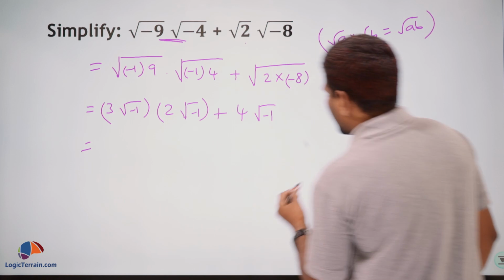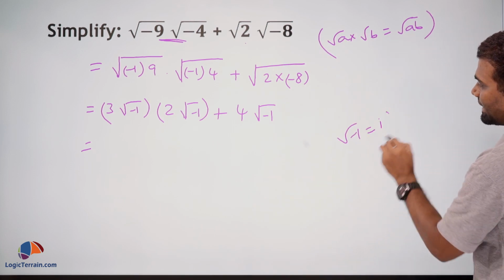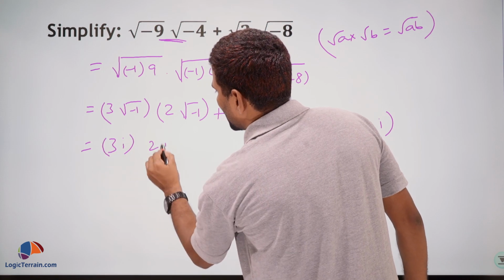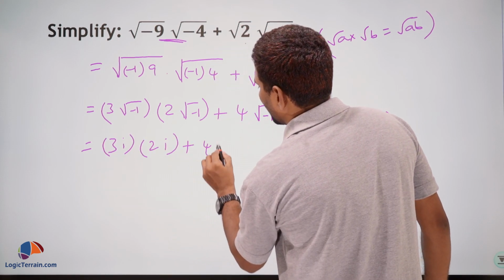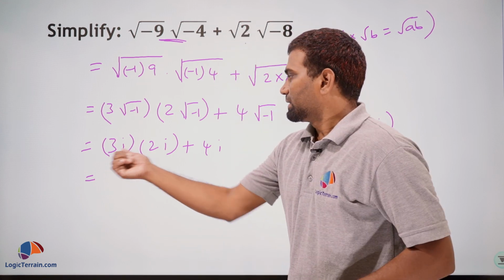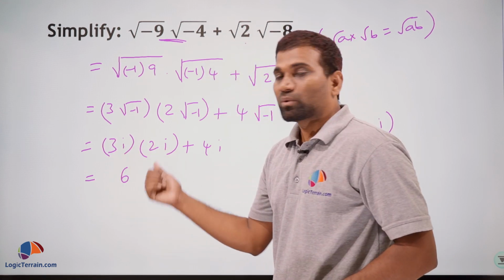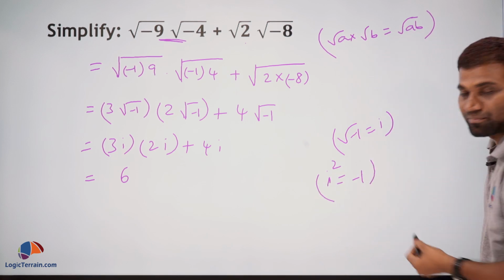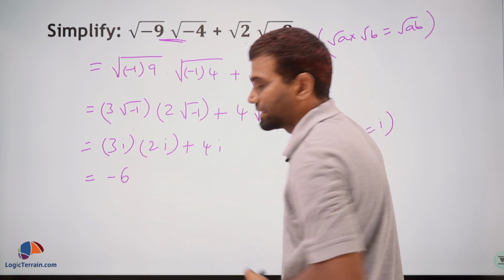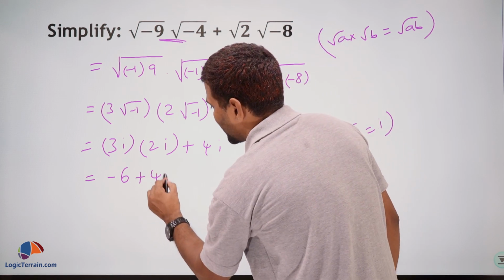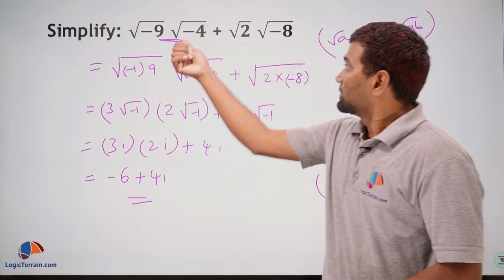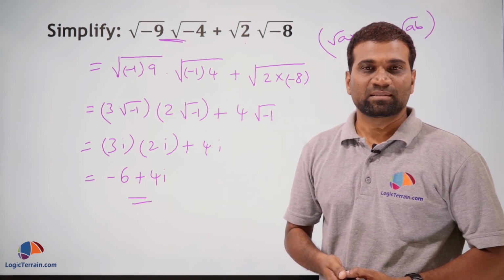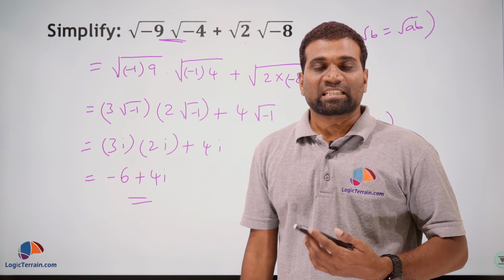Further, we know square root negative 1 is i. So we'll replace here: 3i into 2i plus 4i. This becomes 3 2s are 6, i into i, which is i square, and we know that i square is negative 1. So this becomes negative 6 plus 4i. So the value of this is negative 6 plus 4i. Clear? In the next session, we'll discuss algebra.